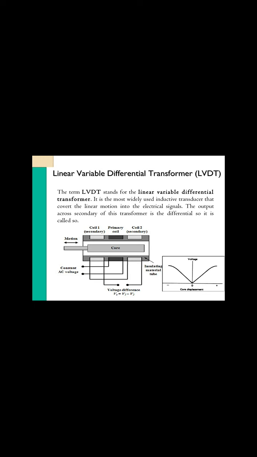The next type of contact type position sensor is LVDT, linear variable differential transformer. The term LVDT stands for linear variable differential transformer. It is the most widely used inductive transducer that converts linear motion into electrical signals. The output across the secondary of this transducer is differential, so it is called a differential transformer.